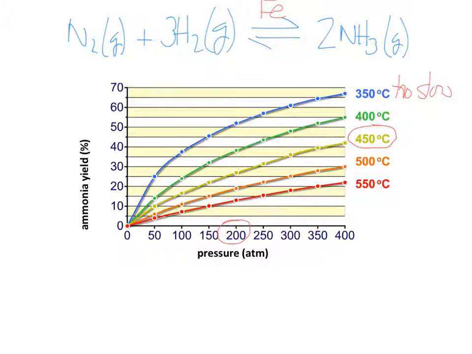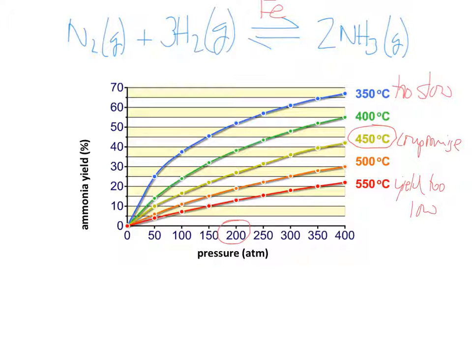We don't go as far as 550 because look how low the yield is then. The yield is only about 12%. So at 550, the yield is too low. So we choose a compromise temperature of 450 degrees C. We compromise on 450 degrees C.